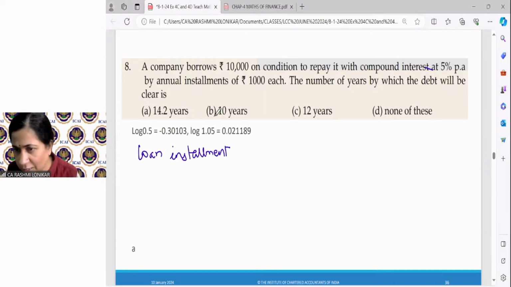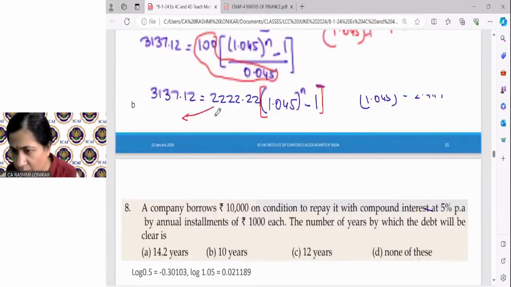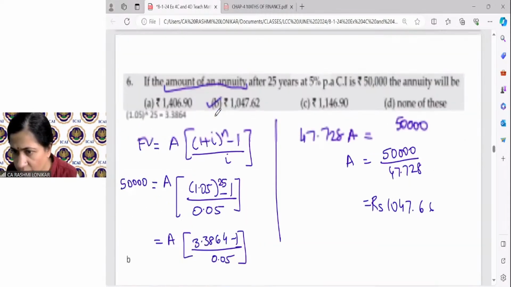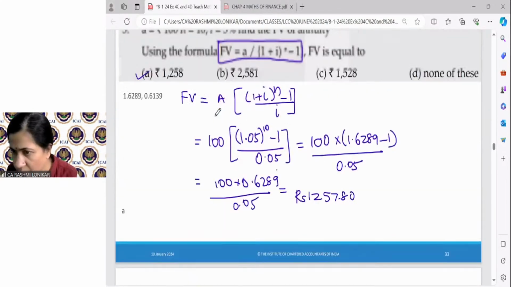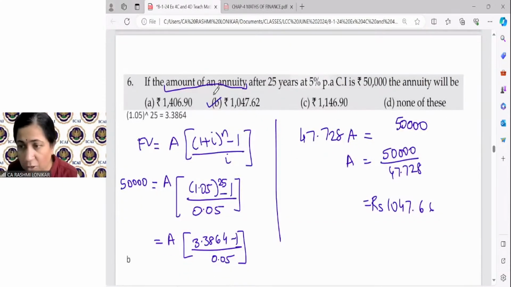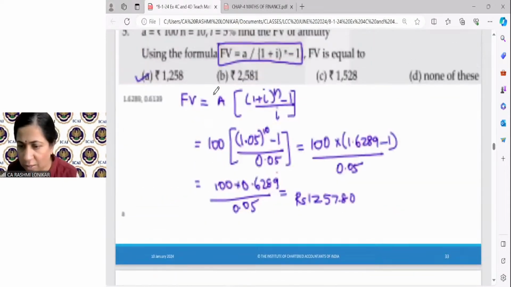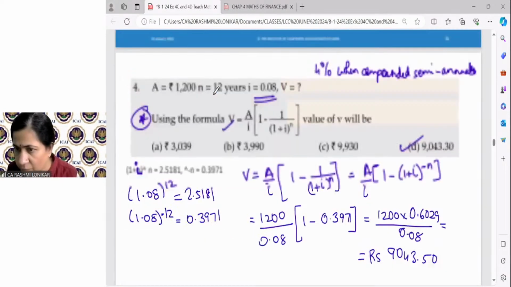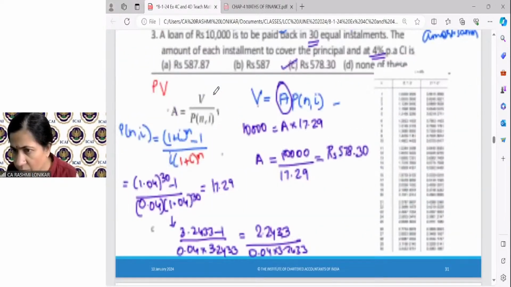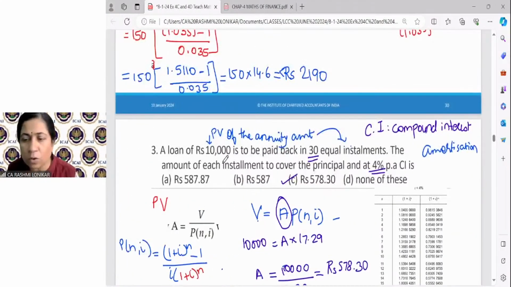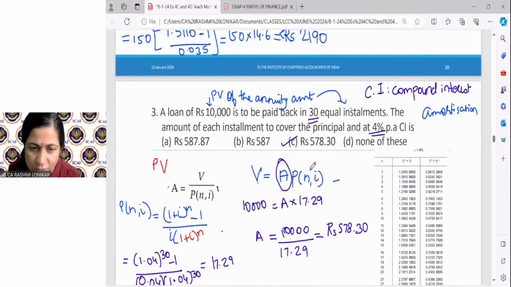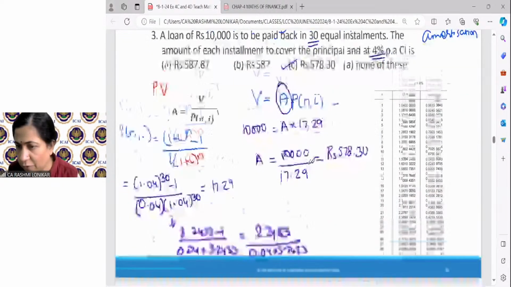अभी वाला क्वेश्चन किया था ना हमने. कौन सा वाला किया था? यहाँ पे वर्डिंग क्या था? अमाउंट ऑफ एन्युटी. सो वी डिड FV. ओके. लोन ऑफ 10,000 इज टू बी पेड बैक. तो ये इंस्टॉलमेंट वाला सम किया था, राइट? सो विच फॉर्मूला डिड वी यूज? यस, किंजल, PV फॉर्मूला.